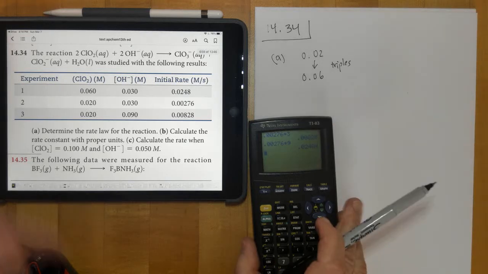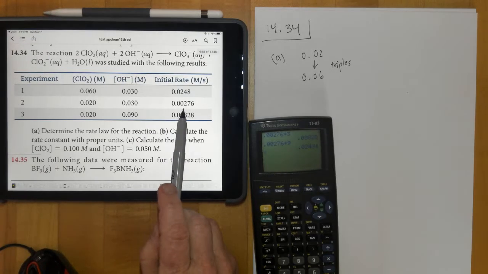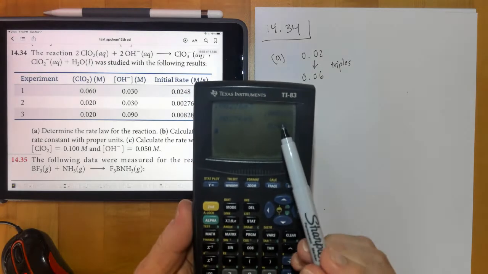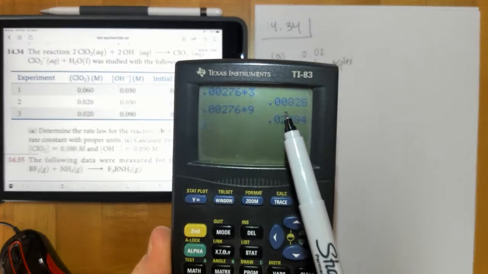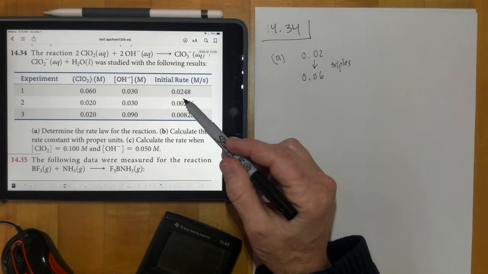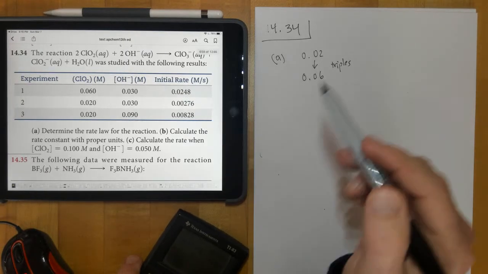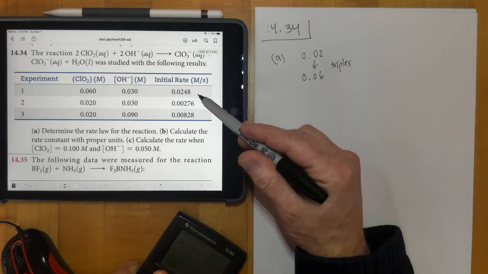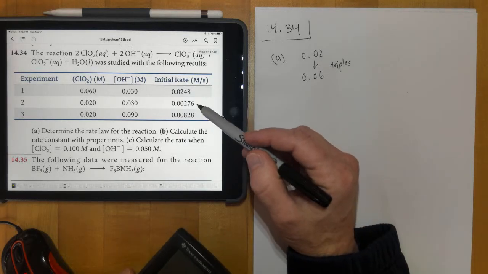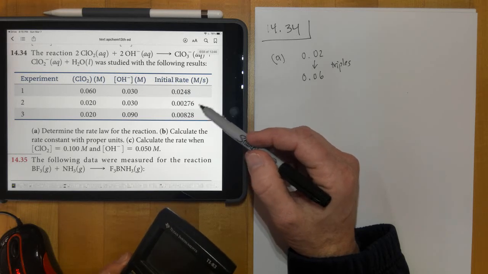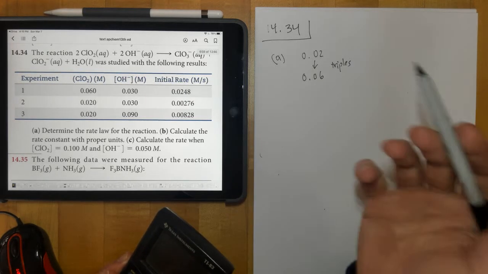And so if you take the initial rate, 0.00276, and multiply it by 3, you get 0.00828. Well, it doesn't go to 0.00828, it goes to 0.0248. And so it must not be first order because the rate does not triple, it goes up by more than that. So let's say that it increases by a factor of 9, in other words, like a square, 3 squared.